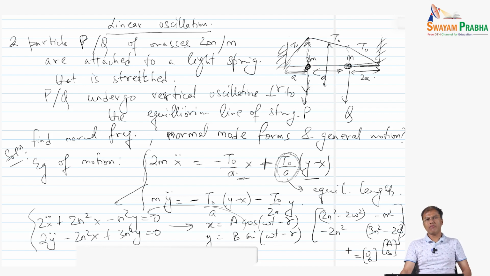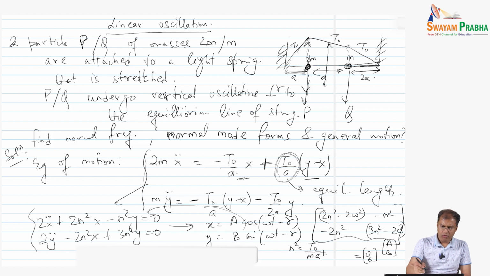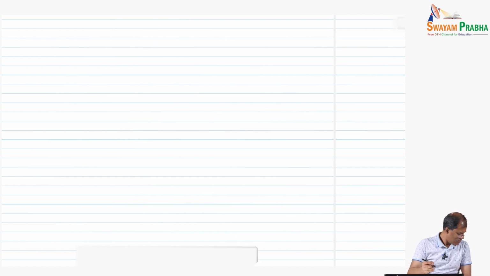So again we will have to say that we want non-trivial solutions. For non-trivial solutions we have to set up the determinant of this matrix to be equal to 0, and we solve for the unknown omega in terms of the known n. Well, what is n? Here n square is T naught by ma. Okay, so then we get two solutions.